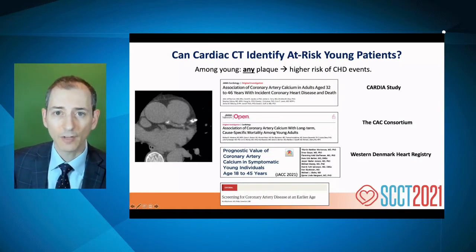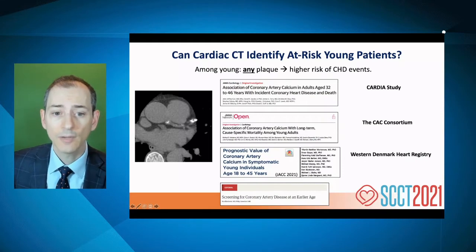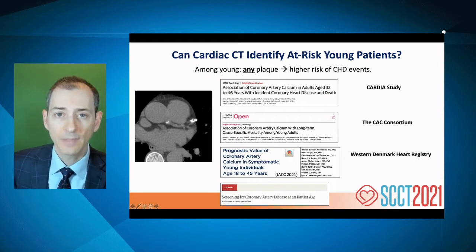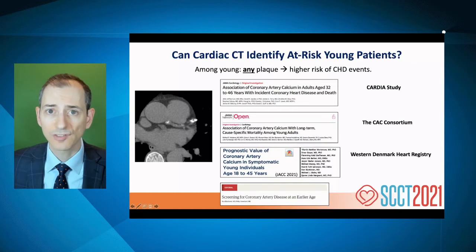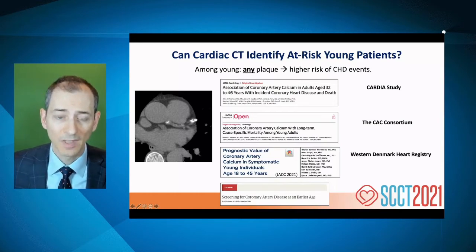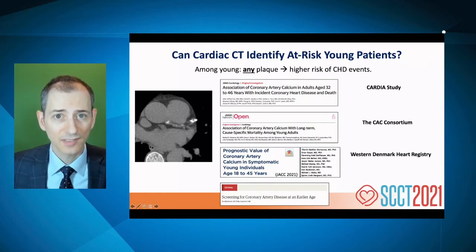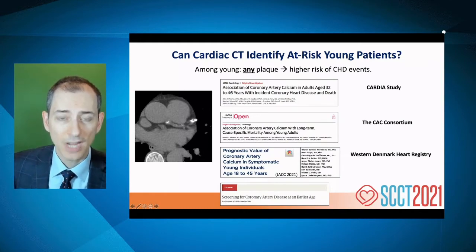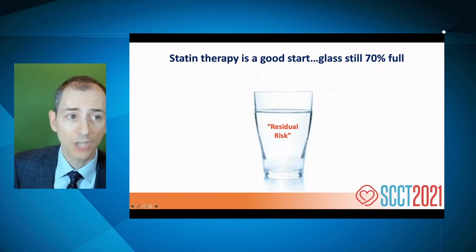To date, there have been several studies looking at the role of calcium scoring in young individuals. These include the CARDIA study, the CAC Consortium, and recently the Western Denmark Heart Registry. A common theme here is that once we see any plaque, even just a small amount in a young person, that's associated with a higher risk of event. Despite this, even if we were going to treat individuals based on this, the reality is that most individuals who are young, even if they're identified at high risk, are not treated with therapy, or if they're treated with statin therapy, it's often low dose.